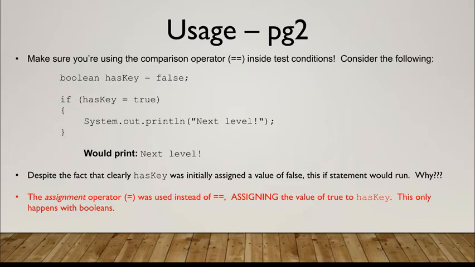Consider the following. Boolean hasKey equal to false. If hasKey is assigned equal to true, print next level. Well, this will print next level, despite the fact that clearly hasKey was initially assigned a value of false. This if statement would run. Why? The assignment operator, the single equals, was used instead of the equality comparison, assigning the value of true to hasKey. This only happens with Booleans, so be careful.